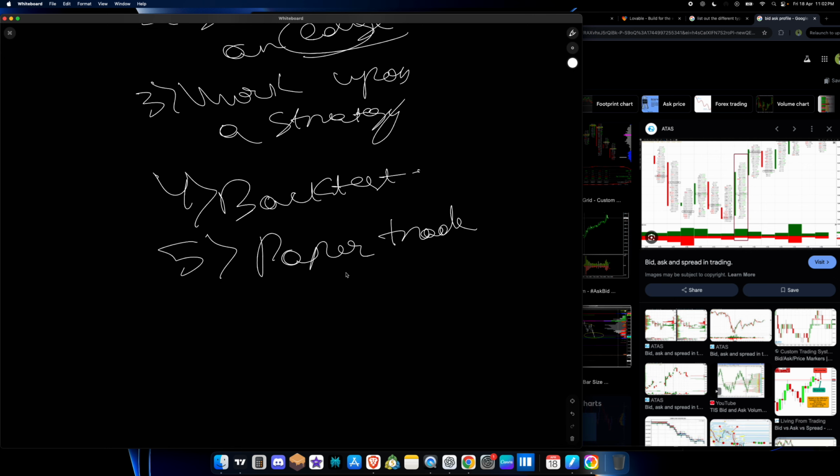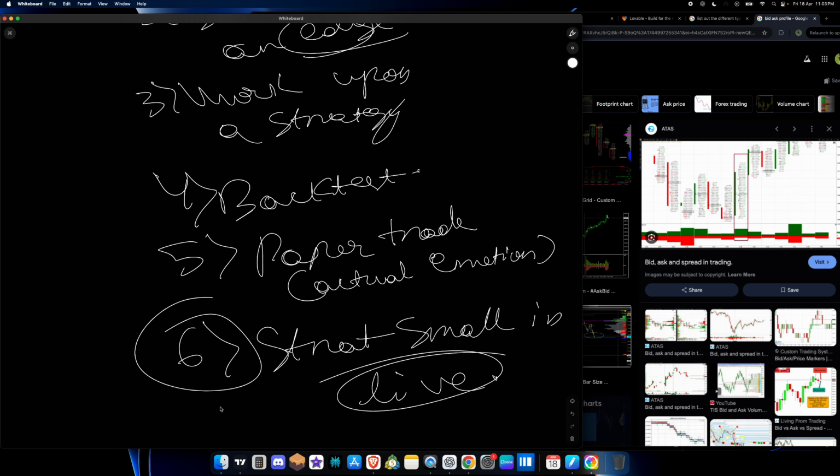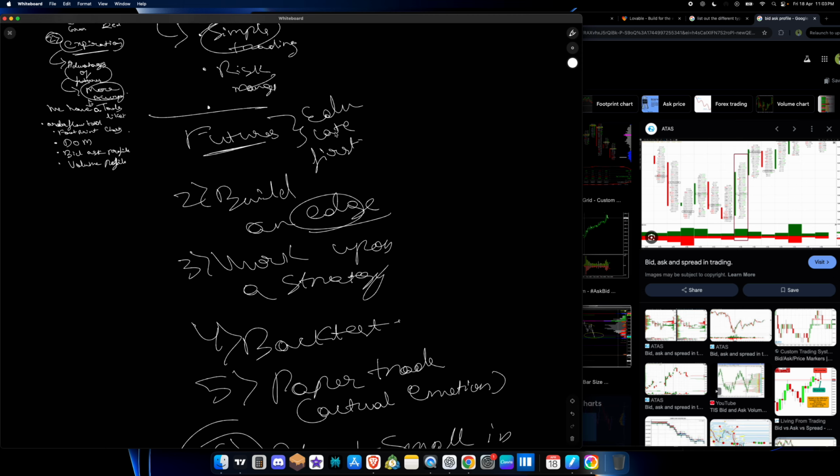You just don't have to simply paper trade, you have to paper trade with actual emotions. You have to think that the amount you are paper trading is your amount which has been deducted from your pocket itself. And six is start small. So yeah, this is the whole roadmap of the trading journey.